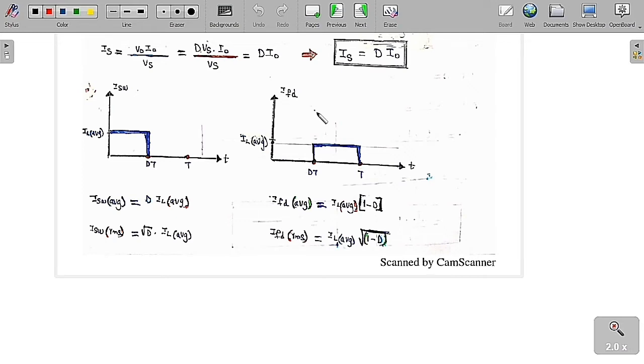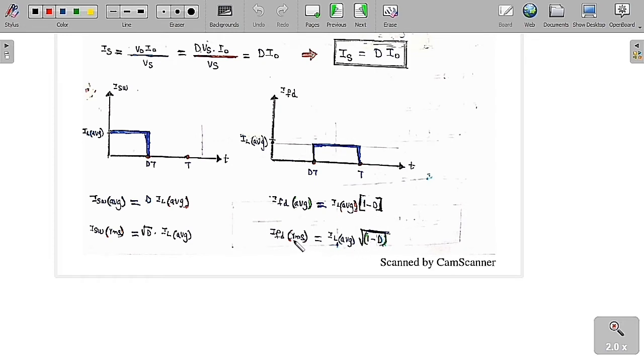See, the freewheeling diode is going to conduct only from T on to T. Whenever the freewheeling diode conducts, whatever the inductor current is, the same current flows through the freewheeling diode. So I am going to assume this is the IL average. The freewheeling diode average value is IL average into T minus dT by capital T. So finally you get IL average into 1 minus D.